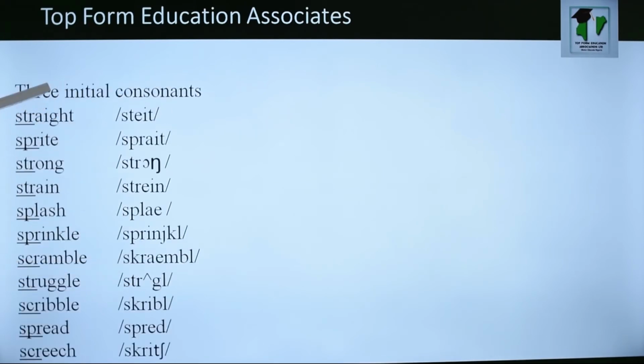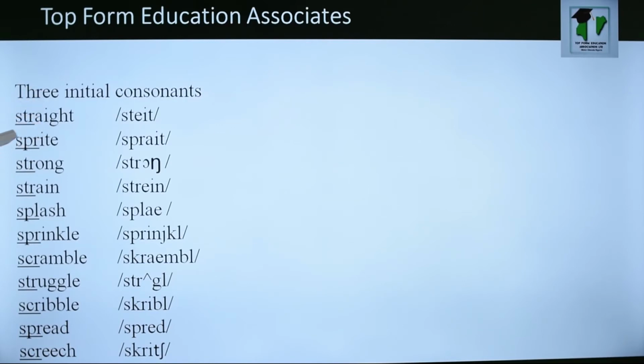This is now the three initial consonants. The one we saw before now is the two initial consonants. Now we're going to see three at a stretch. We have straight, s, t, r. Straight. There should be an r here. Straight, s, t, r.